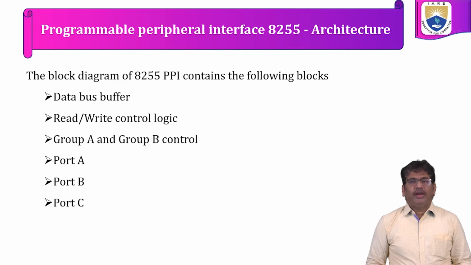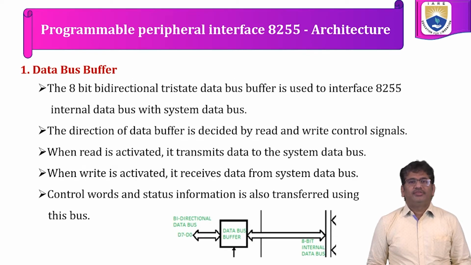The block diagram of the 8255 PPI contains the following blocks: data bus buffer, read-write control logic, Group A and Group B control, port A, port B and port C. First we will see the data bus buffer. The 8-bit bidirectional tri-state data bus buffer is used to interface the 8255 internal data bus with the system data bus, that is the 8086 processor or any processor system bus.